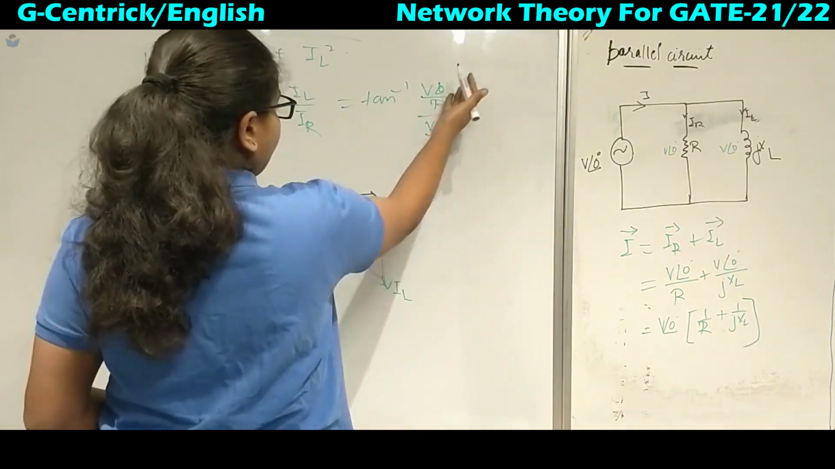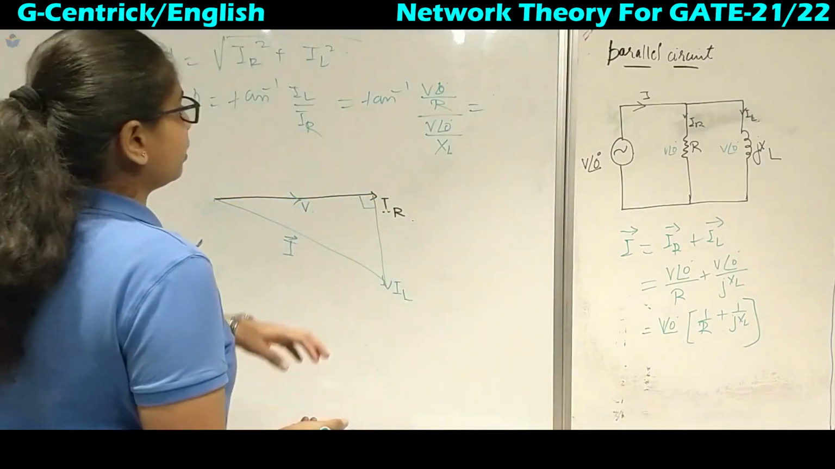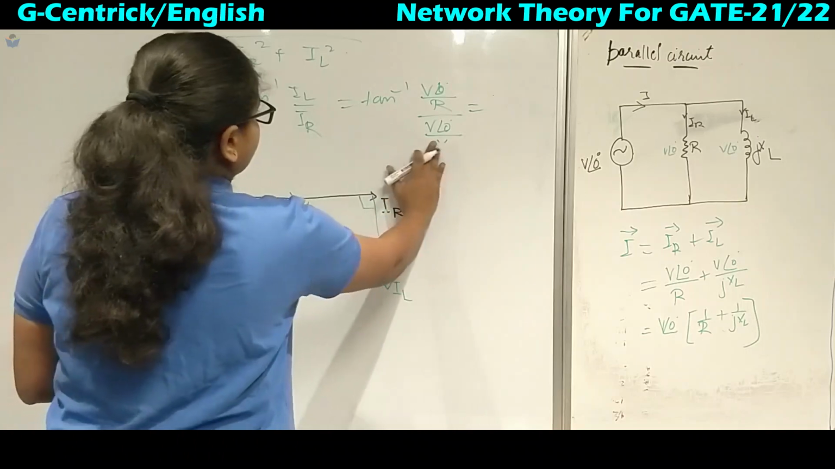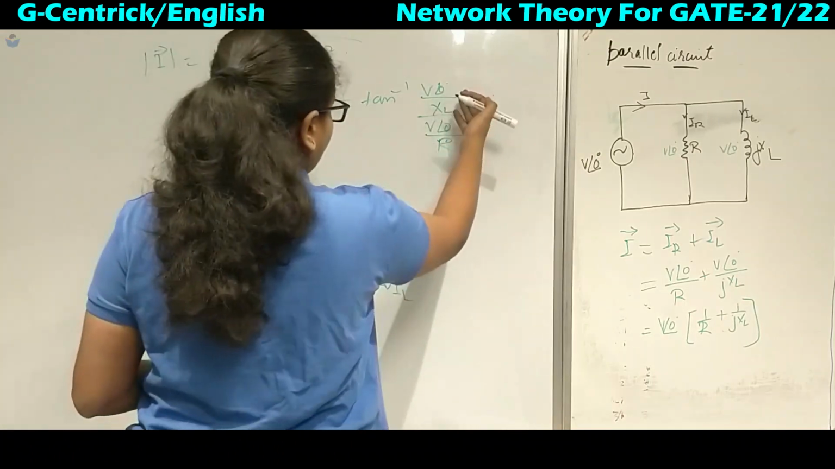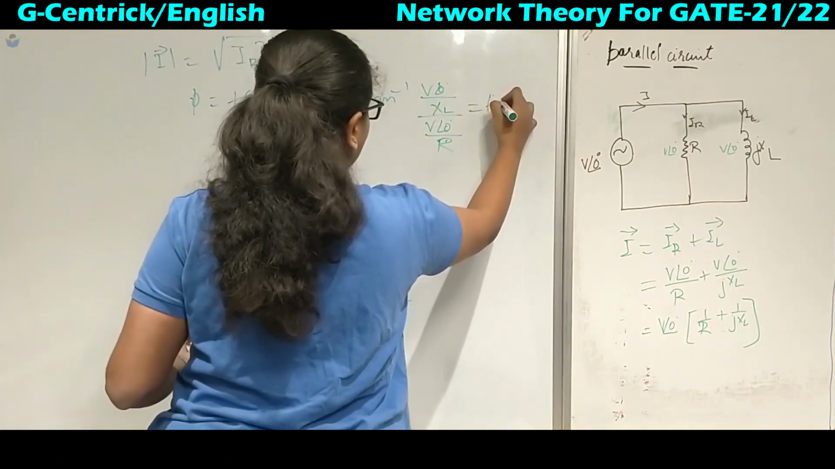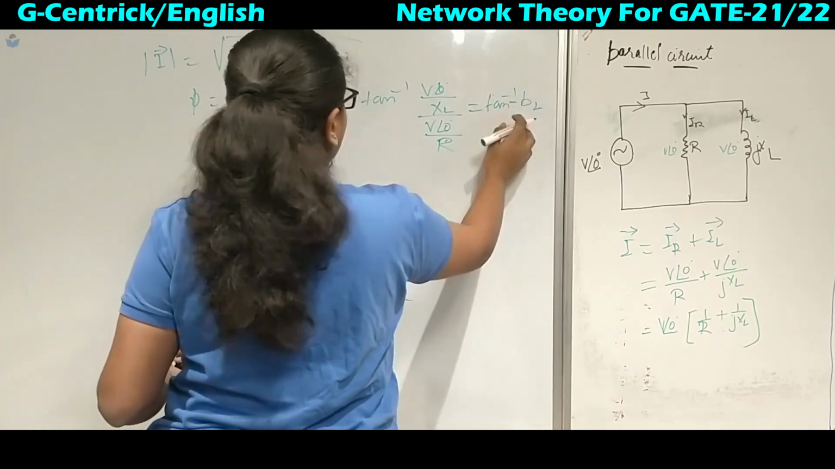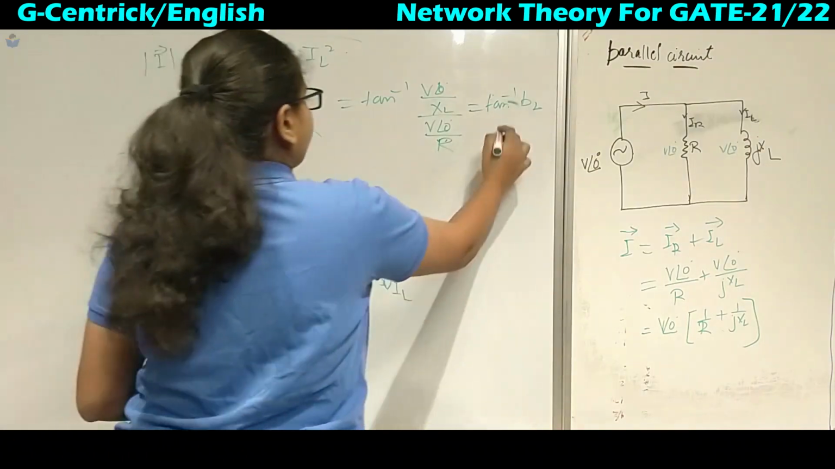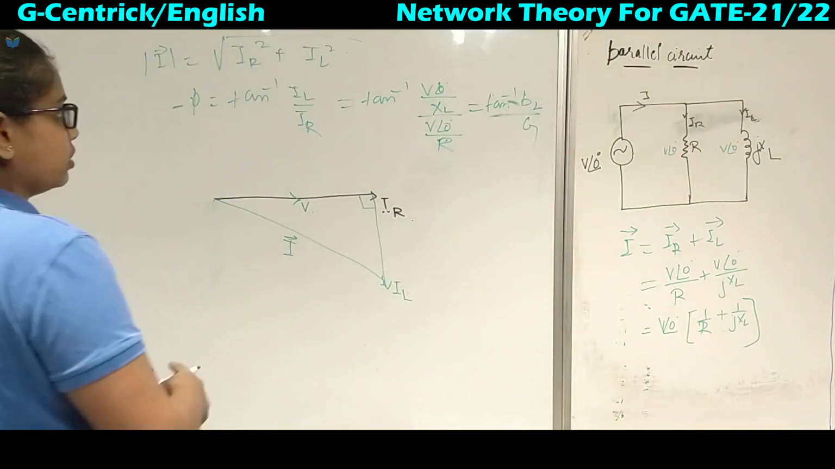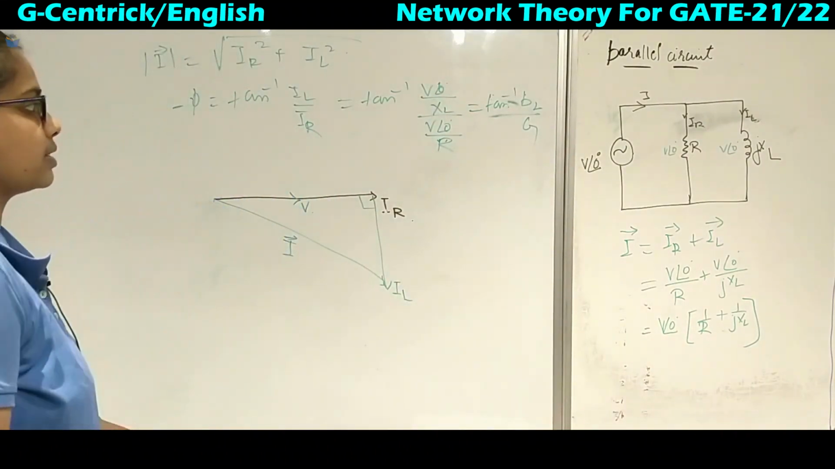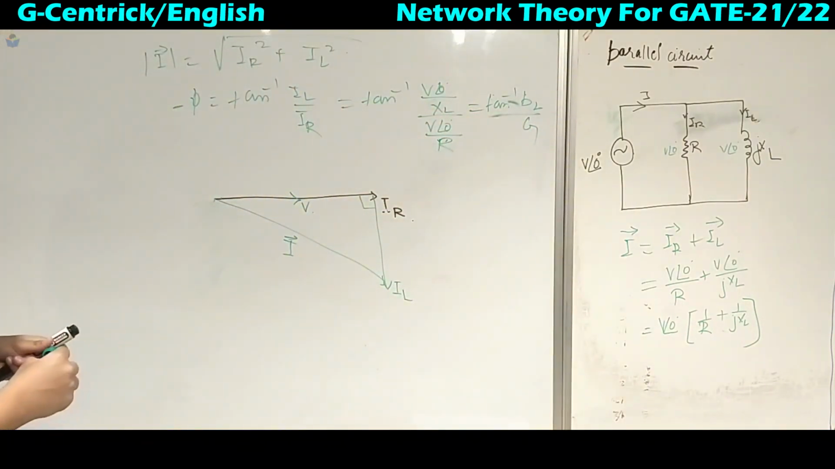So now if 1 by R is G, this V gets cancelled, 1 by R is G, but it will become reciprocal. So this is IL, this should come here, and this is R, because imaginary upon real part. So this will be B, so tan inverse of BL, which will be minus. So here it will be minus. I will take here outside minus. Tan inverse of BL by G. So 1 by R is G. So this V angle 0 gets cancelled. 1 by XL is inductive susceptance upon conductance. So this is the phasor diagram.